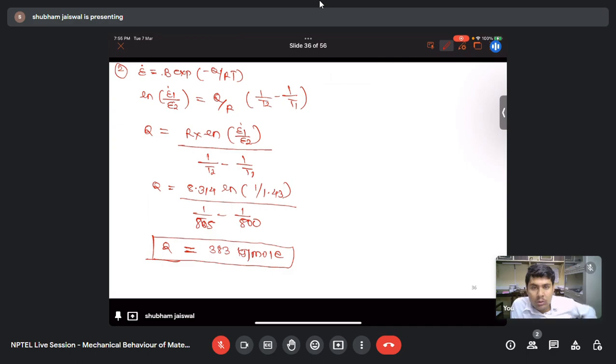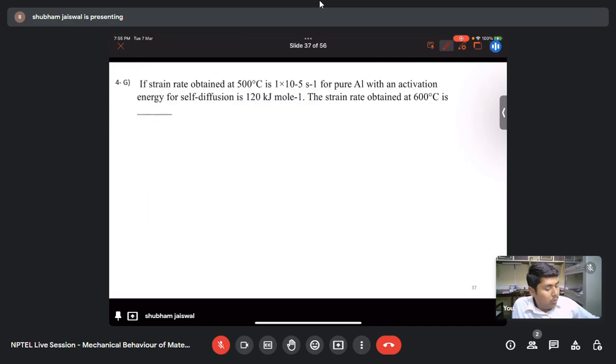So now, moving towards the next question, probably today's last question. If the strain rate obtained at 500 degrees Celsius is 1 into 10 to the power minus 5 for pure aluminum with an activation energy for self diffusion of 120 kilojoule per mole, the strain rate obtained at 600 degrees Celsius is? This is a straightforward question. Please try to answer it.